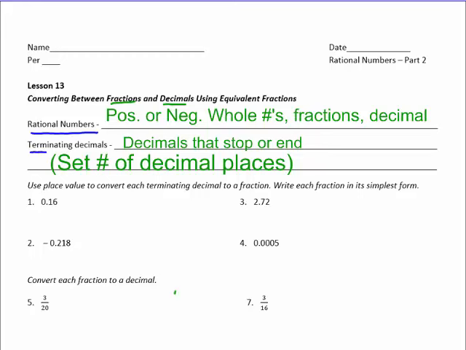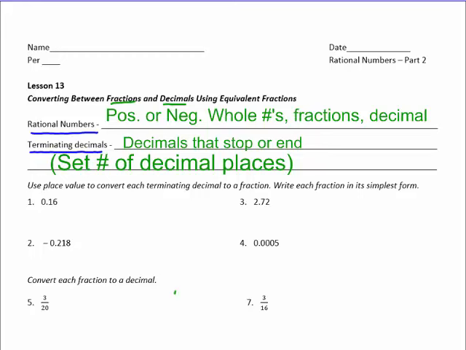Today we're going to work on terminating decimals. Terminating decimals are decimals that stop or end. It means there's a set number of decimal places, so they're not going to keep going on and on and on forever. And today we're going to be working on changing form. They're going to have the same value, they're just going to look a little different. So use place value to convert each terminating decimal to a fraction. Write each fraction in its simplest form.